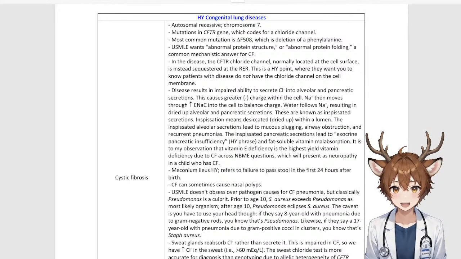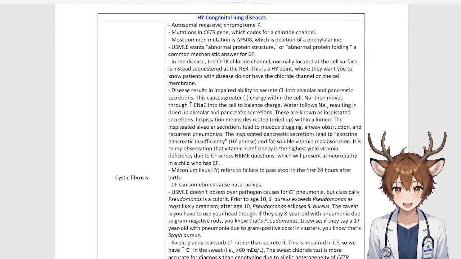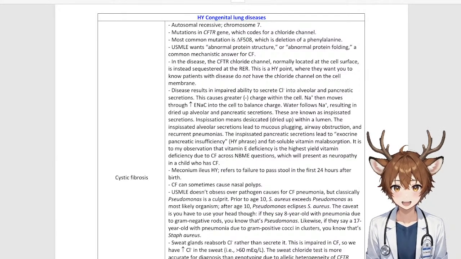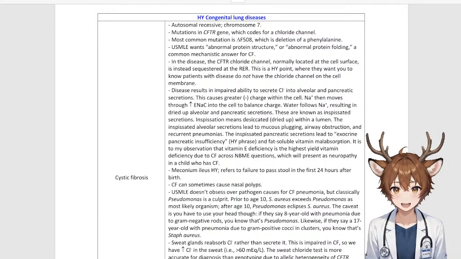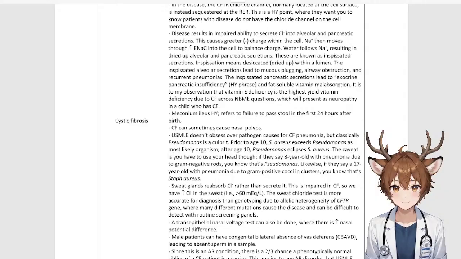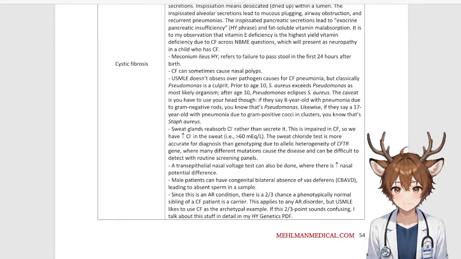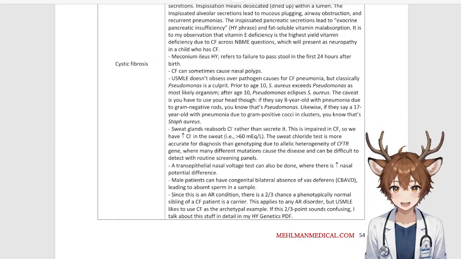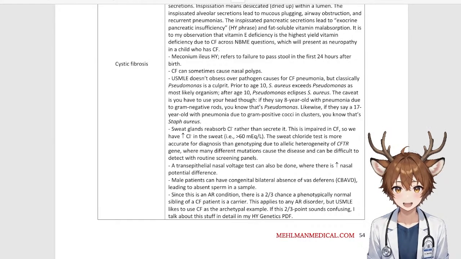Meconium ileus, high yield, refers to the failure to pass stool in the first 24 hours after birth. That is to say, the meconium, which is the first stool, does not pass in the first 24 hours because of the condition. Very key calling card for CF. CF can sometimes cause nasal polyps.